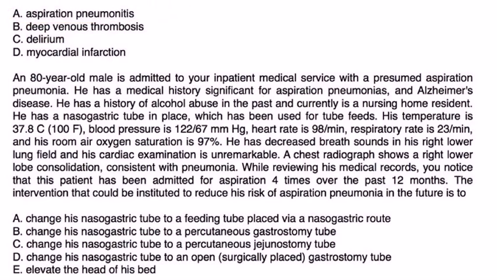Next question. An 80-year-old male is admitted to your inpatient medical service with presumed aspiration pneumonia. He has a medical history significant for aspiration pneumonias and Alzheimer's disease. He has a history of alcohol abuse in the past and currently is a nursing home resident. He has an NG tube in place, which has been used for tube feeds. Temperature is 100, blood pressure is 122, heart rate is 98, respiratory rate is 23, and O2 saturation is 97%.